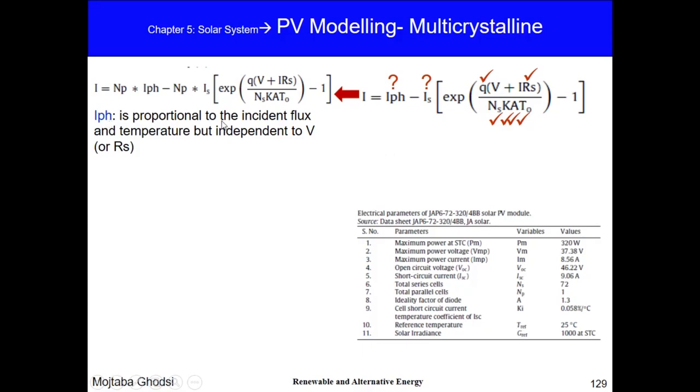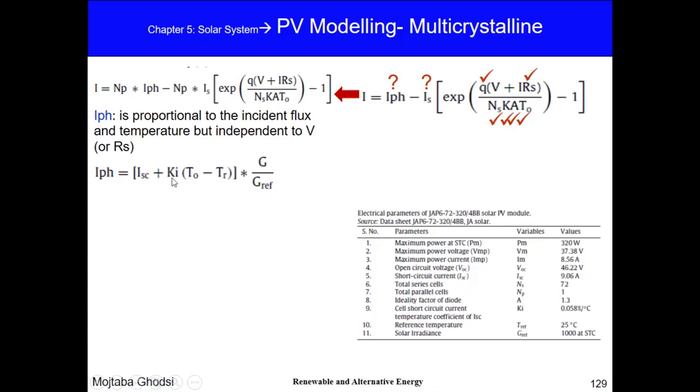IPH is proportional to the incidence flux and temperature, but it is independent of voltage or RS. Then, based on the experiment, they found that IPH is equal to ISC, which is the short circuit current. You can find it here in the table, short circuit current. For example, for this solar PV module, it is equal to 9.06 ampere. You can replace it here.